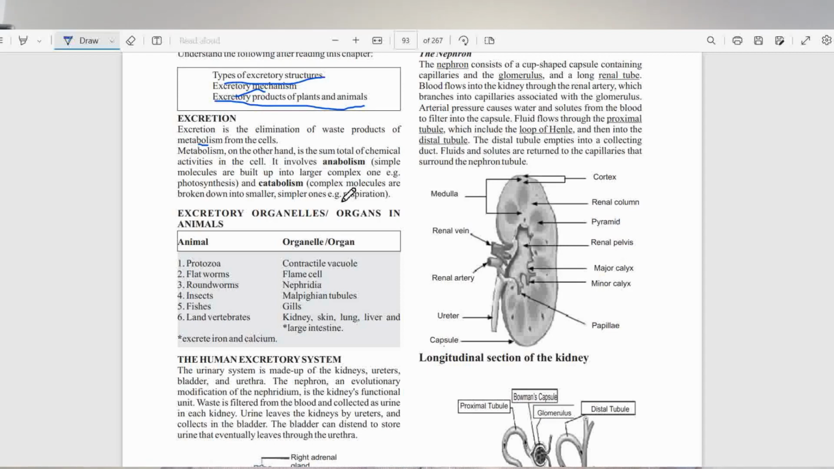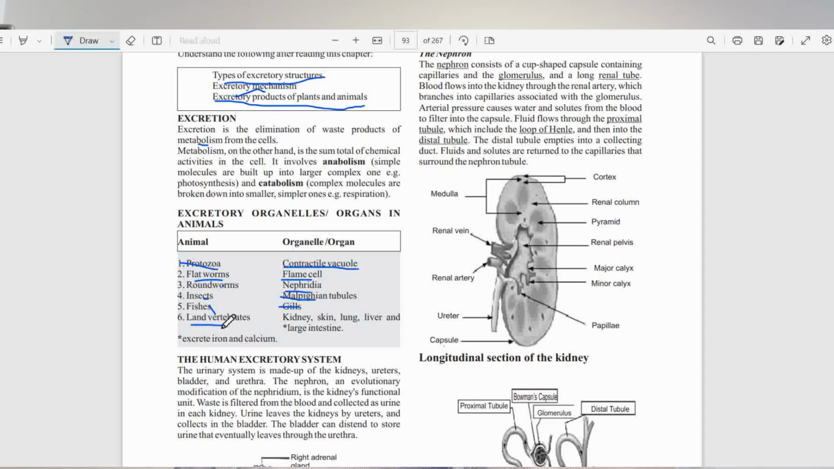For example, respiration. Now, the excretory organelles or organs of excretion in animals vary from one animal to the other. For example, in the protozoa, their excretory organ is the contractile vacuole. In the flatworm, it is the flame cell. In the roundworm, they have what you call nephridia. In insects, it is called the Malpighian tubules. In fishes, they make use of the gills.